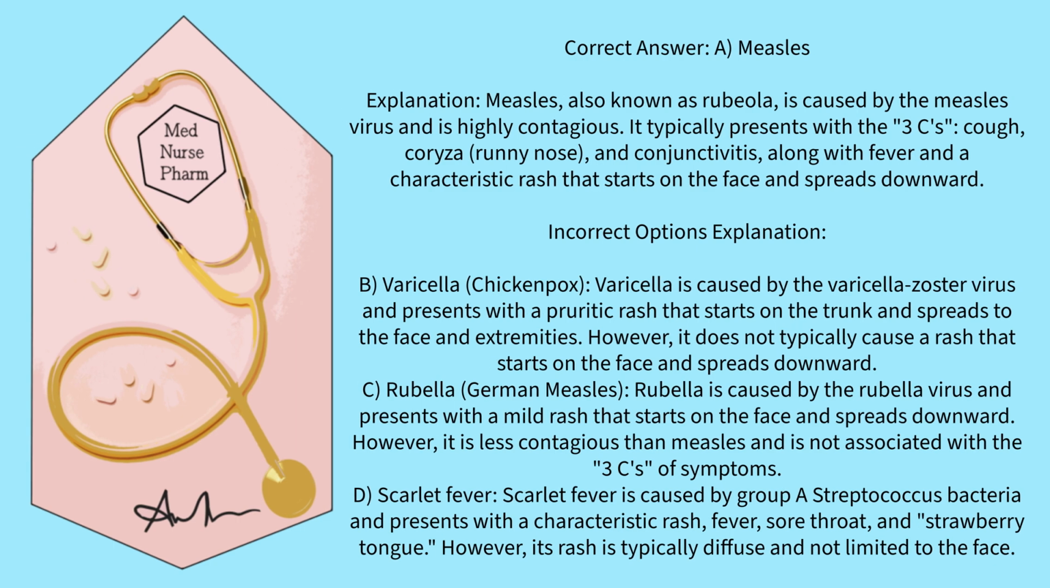If you chose option A, you are correct. Measles. Measles, also known as rubeola, is caused by the measles virus and is highly contagious. It typically presents with the three C's: cough, coryza, and conjunctivitis, along with fever and a characteristic rash that starts on the face and spreads downwards.